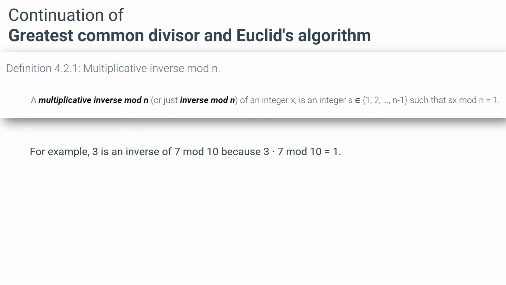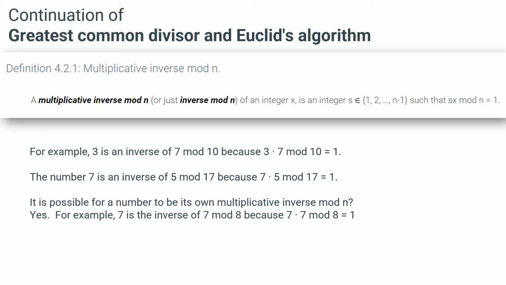Okay, so let's look at some examples. 3 is an inverse of 7 mod 10. Why? Because 3 times 7 mod 10 equals 1. Here's another example. The number 7 is an inverse of 5 mod 17, because 7 times 5, that would be 35, mod 17 equals 1. So when you multiply the two numbers together and then apply the mod, you need to end up with 1 if they're multiplicative inverses mod n.